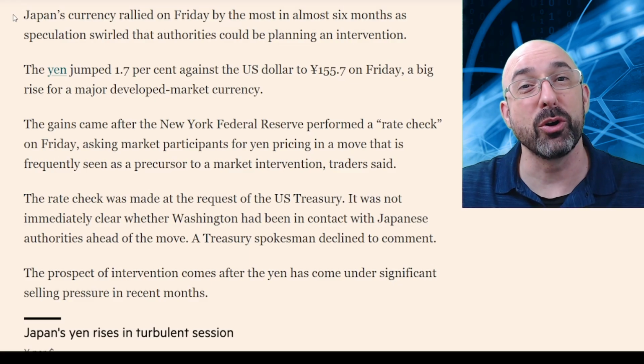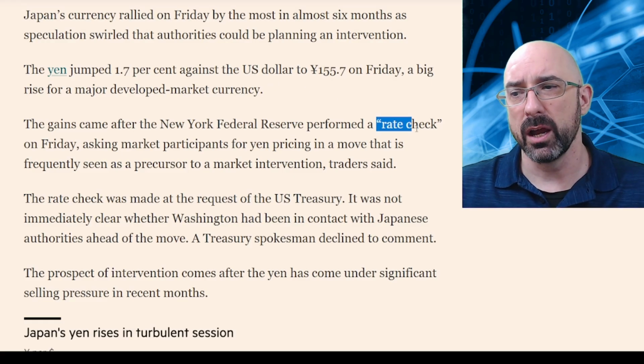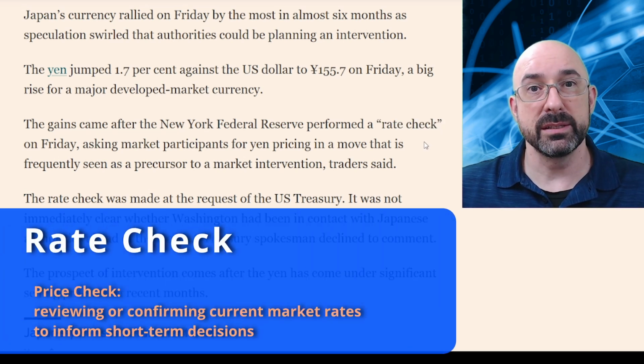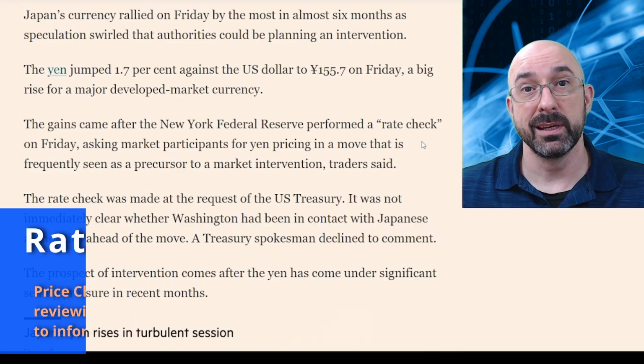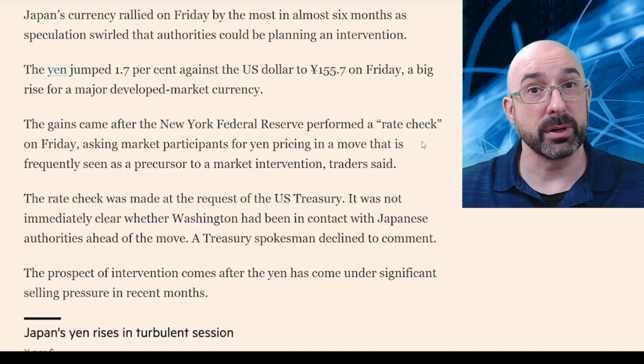Okay, so let's break all of that down. The first thing we need to understand is this idea of a rate check. So what exactly is a rate check? So the word rate here basically means price. So this is a price check from a major institution. Now in this case, it's coming from federal governments. The United States government asked major banks, major currency traders, major market participants, what is the current price of yen right now?